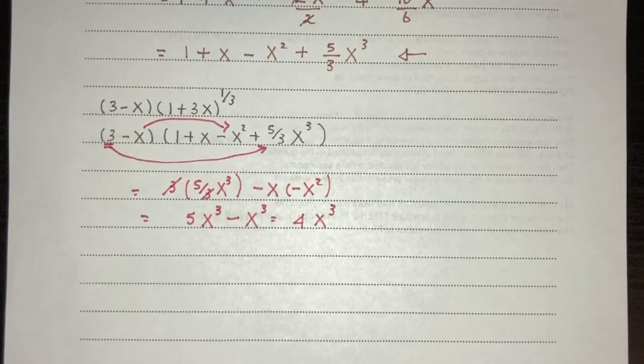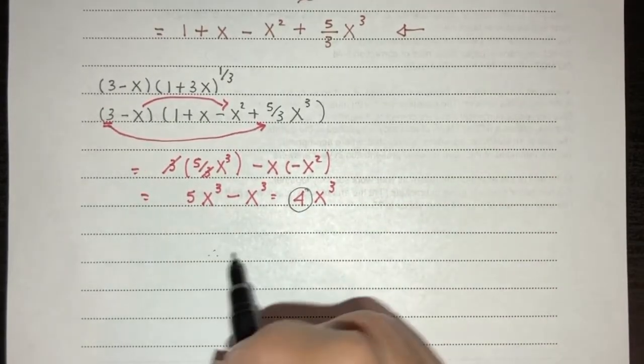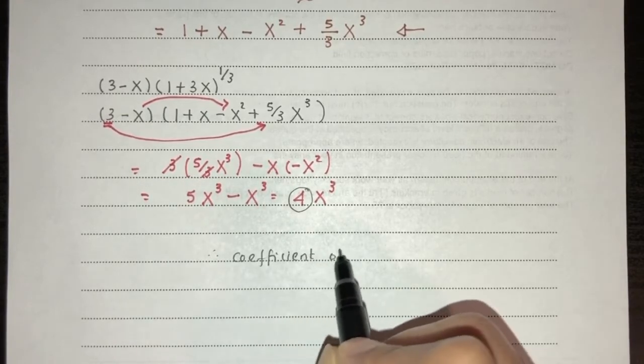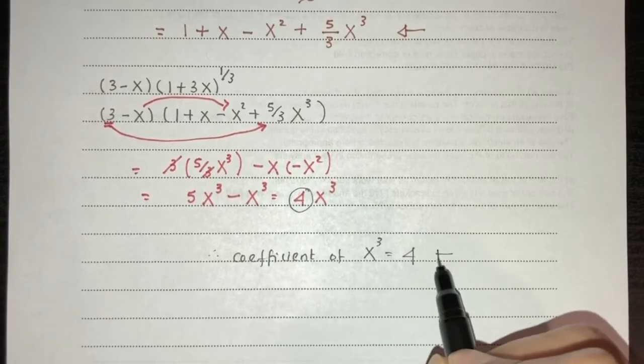So the question is only asking for the coefficient, which is 4. So that will be your answer. Coefficient of x cubed is equal to 4. Okay, so that will be your answer for question number 1.